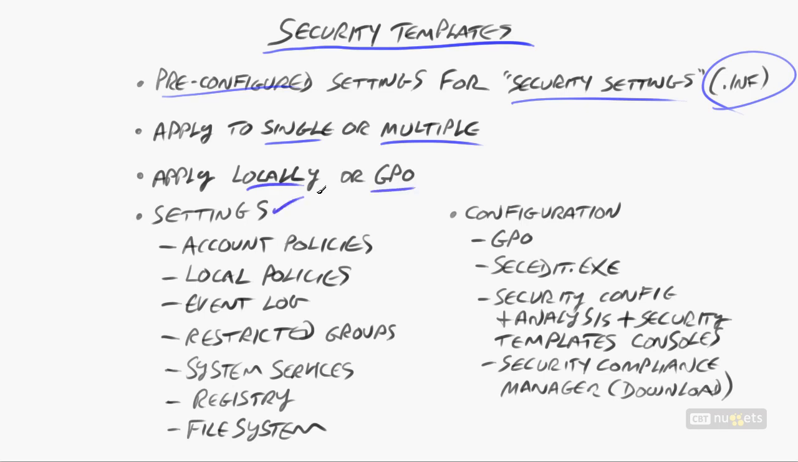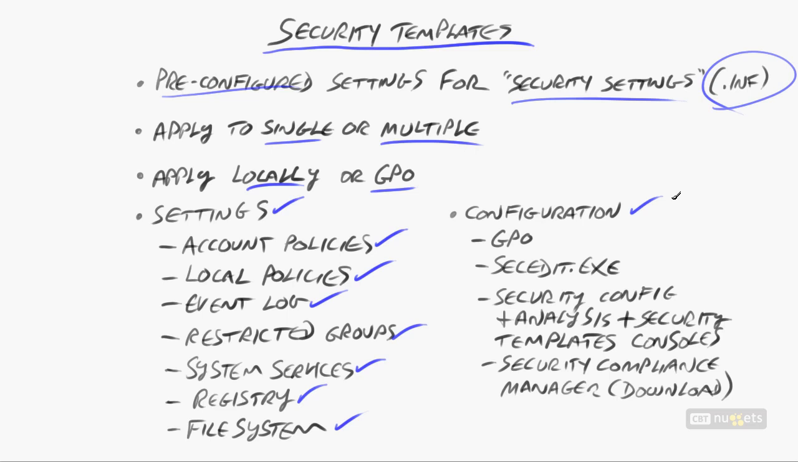Now, the settings that apply in one of these INF security templates are the account policies, local policies, event log, restricted groups, system services, registry, and file system. You'll see this again in the UI, so I'm going quickly past that. Plus, we've already addressed a lot of those in previous nuggets.